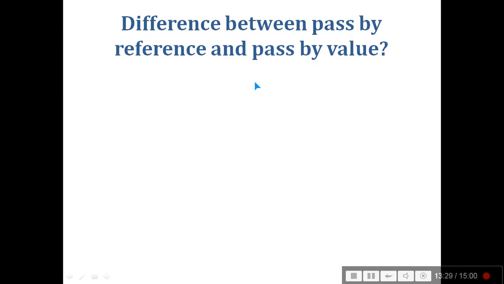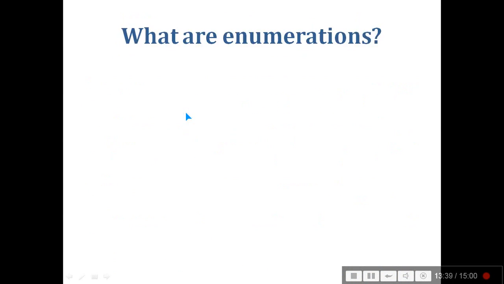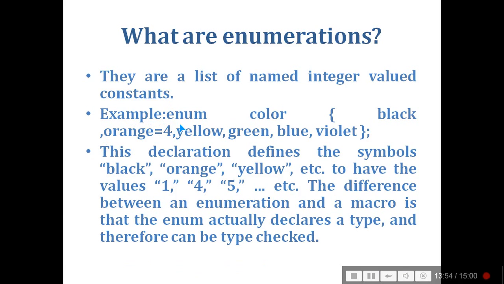Difference between call by value and call by reference. Again, call by value or pass by value means you are passing copies of the value, and pass by reference means you are passing the address. So the actual value will be changed. Enumeration is a data type also, and because you want words instead of numbers, you can have some names. So see, enum, like any structure, this is the name and these are the elements inside, and you give a number, yellow will take the value 5.